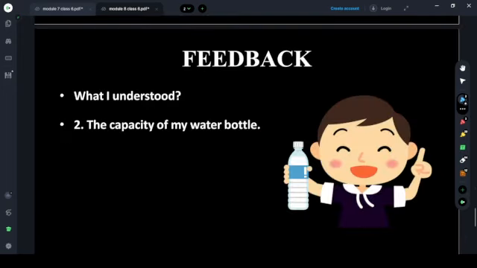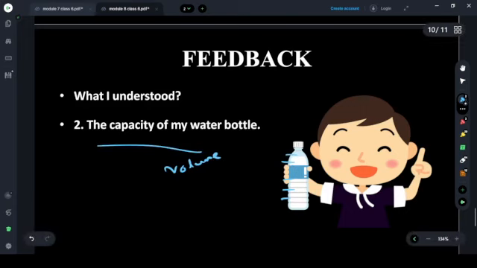Here you have to write feedback on what I understood, the capacity of my water bottle. Now you can find the volume, or you can see if it has marks here, 100 ml, 200 ml, 300 ml, 400, 500 ml. So you can find out what the volume is. Or if you find the volume, you can find out the water holding capacity of your bottle.